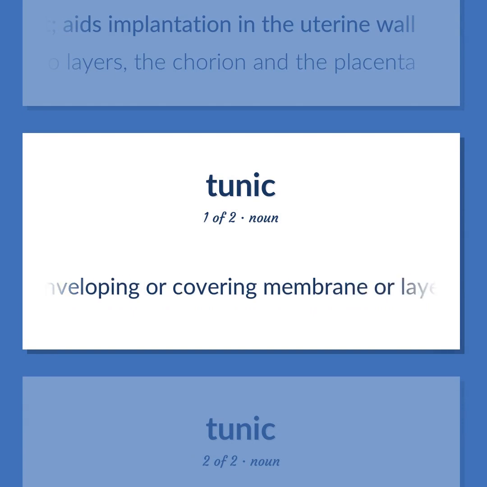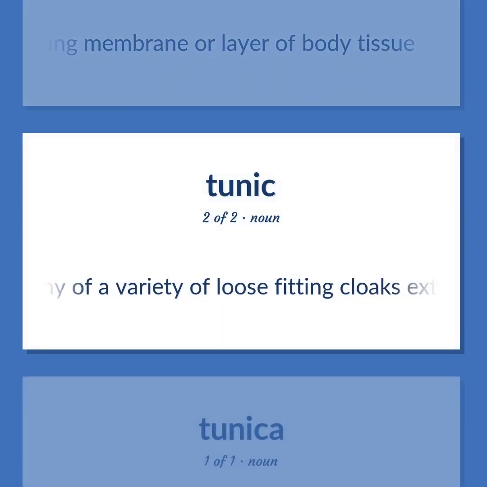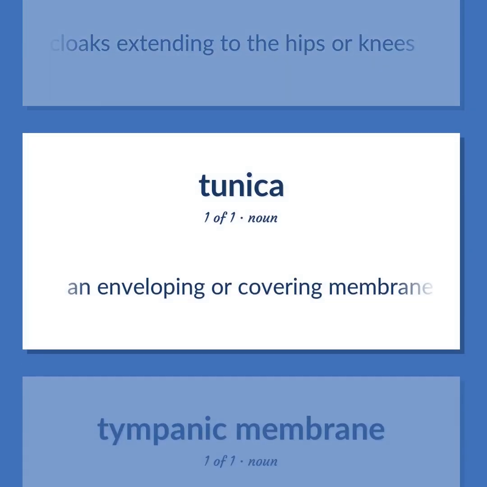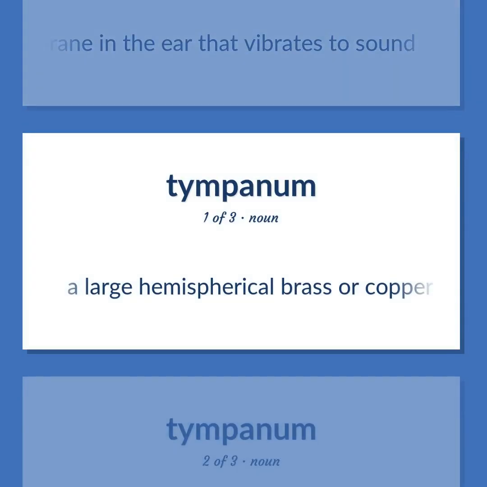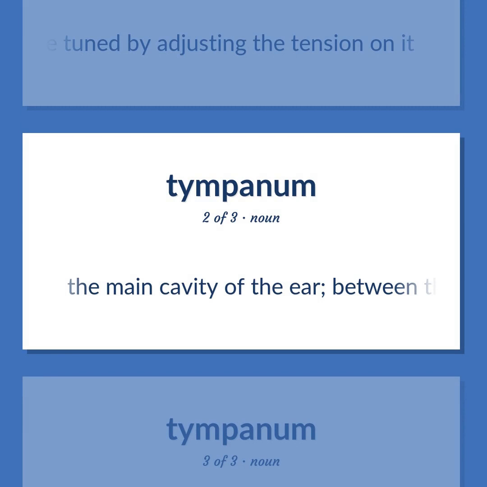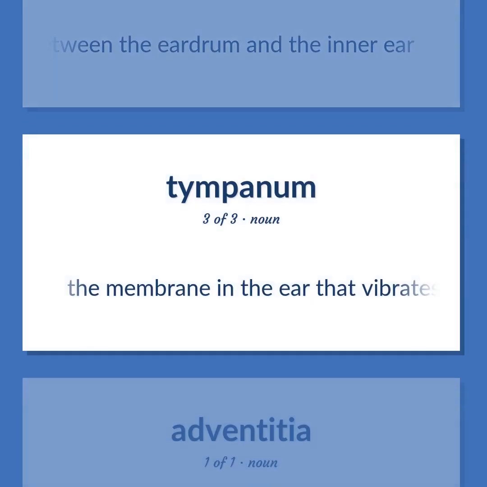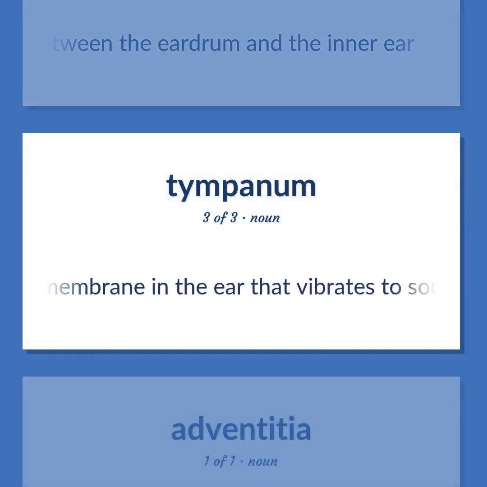An enveloping or covering membrane or layer of body tissue. Any of a variety of loose-fitting cloaks extending to the hips or knees. An enveloping or covering membrane or layer of body tissue. The membrane in the ear that vibrates to sound. A large hemispherical brass or copper percussion instrument with a drumhead that can be tuned by adjusting the tension on it. The main cavity of the ear, between the eardrum and the inner ear. The membrane in the ear that vibrates to sound.